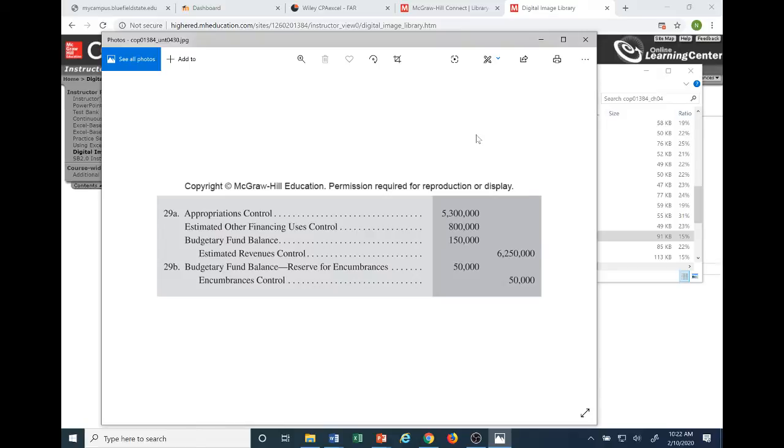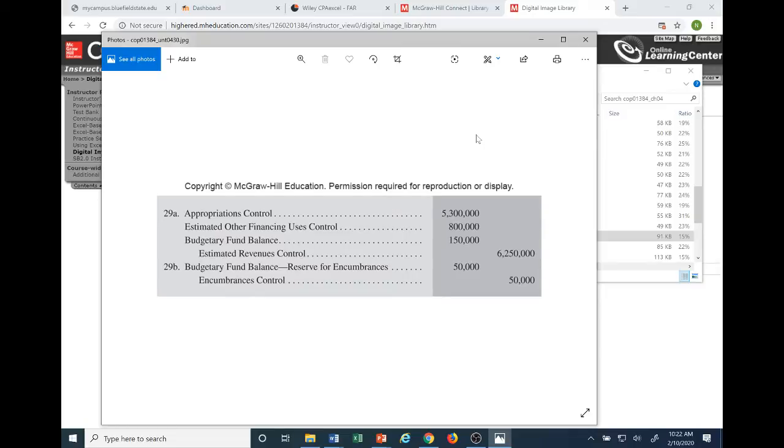So let's look at this entry here. So 29A. Let's just kind of ignore the numbers here, even though they do relate to what we've been seeing throughout these examples. So we know we're closing budgetary accounts here. We know this because we know that appropriations, estimated revenues, and encumbrances are all budgetary accounts, right? So we're closing these. So we see that appropriations control is debited here, and estimated other financing uses control is debited here. Why are they debited here to close this? Because they're usually credit. They're an original credit on the budget, right? When we're actually setting the budget. So we're going to debit those there.